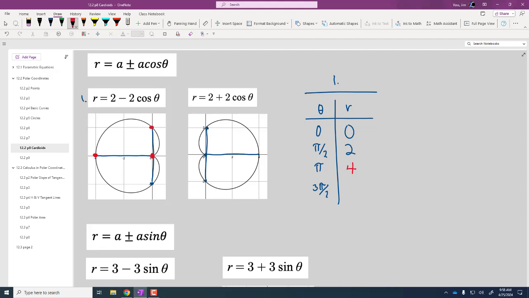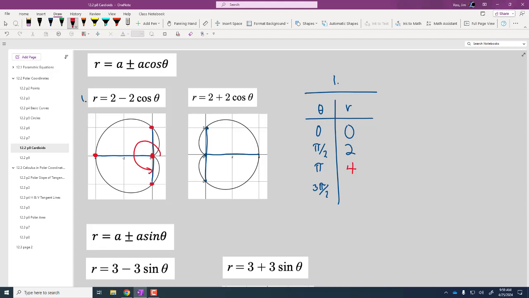And then we do our last one, 3 pi over 2. Cosine of 3 pi over 2 is 0. 2 minus 0 is 2. So when we're at an angle of 3 pi over 2, so here's our angle, we go 2 units away. That builds the capital T. We connect the dots, bubbling it out, and that's it.